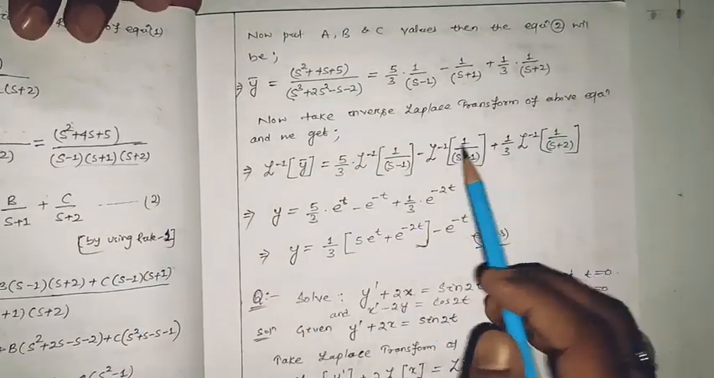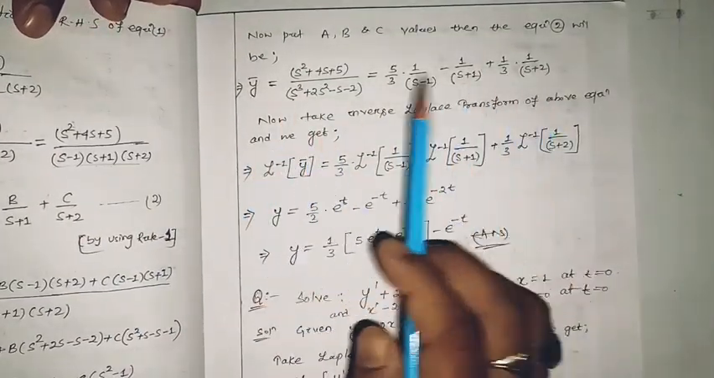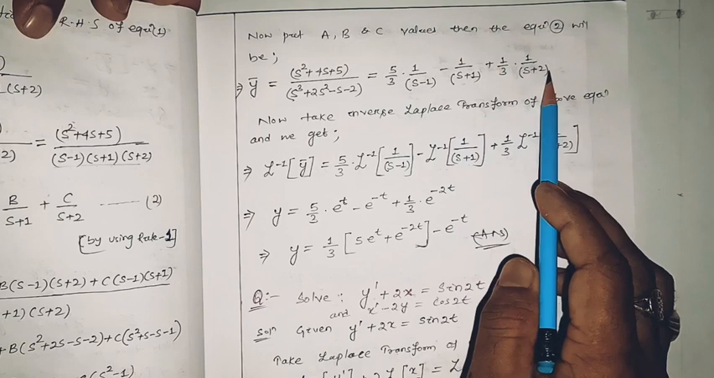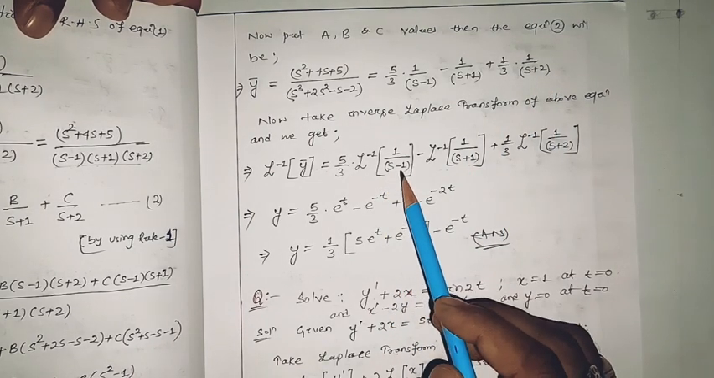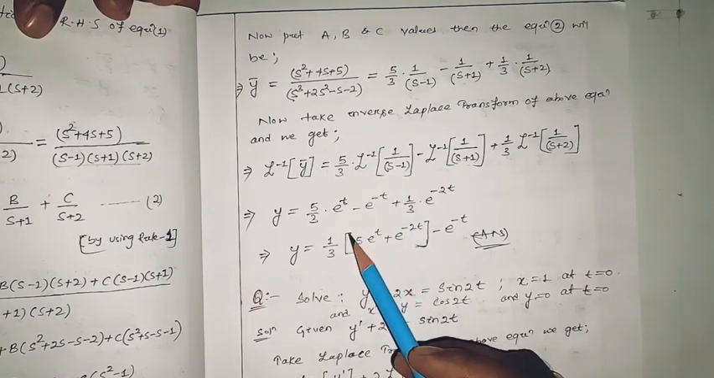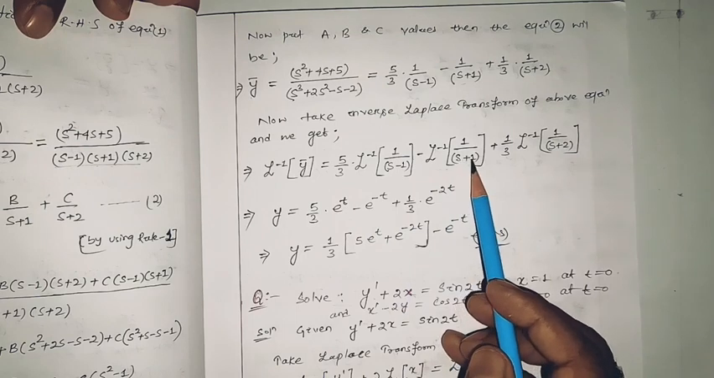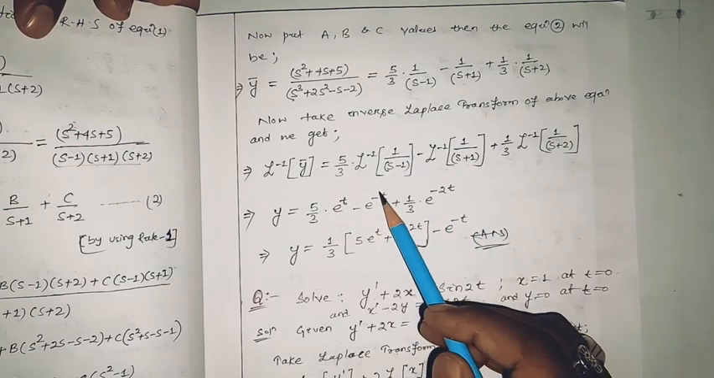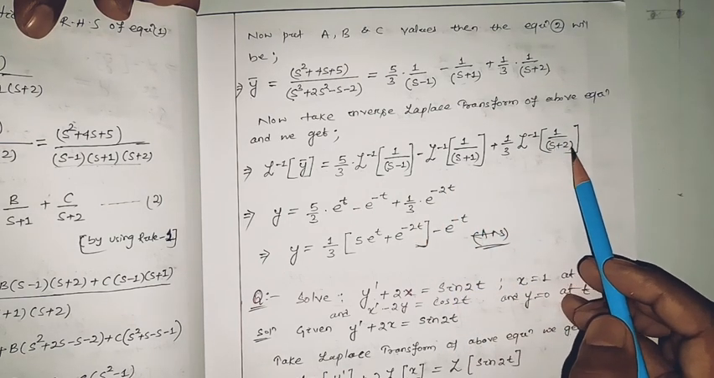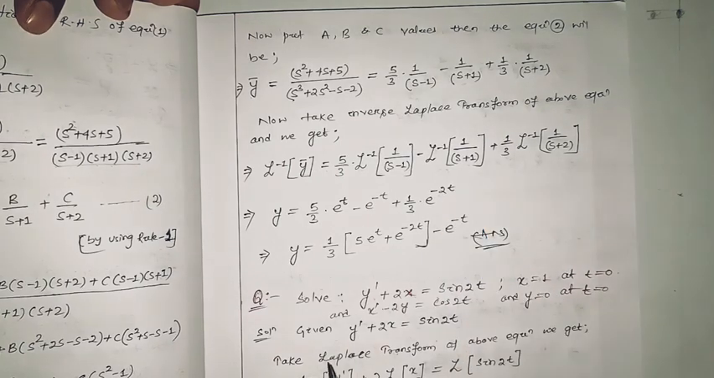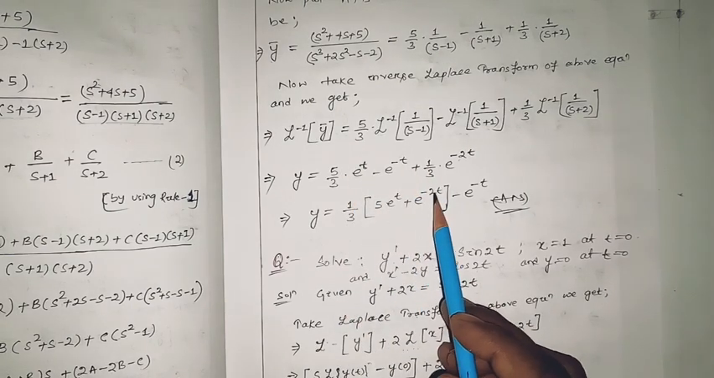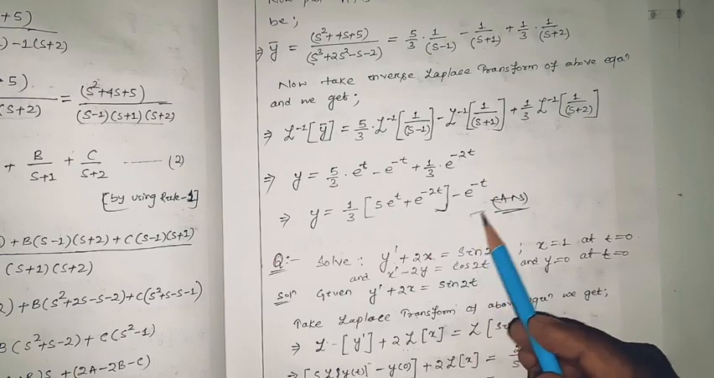So now take the inverse Laplace transform of the above equation. Inverse Laplace transform of y bar equals the inverse Laplace transform of these terms. The inverse Laplace transform of 1 by s minus a equals e to the power at. So e to the t; 1 by s plus 1 means s minus of minus 1, so e to the minus t; 1 by s plus 2 means s minus of minus 2, so e to the minus 2t. So finally we found y equal to 1 by 3, taken common from these terms, 5 into e to the t plus 2 into e to the minus 2t minus e to the minus t is your answer.